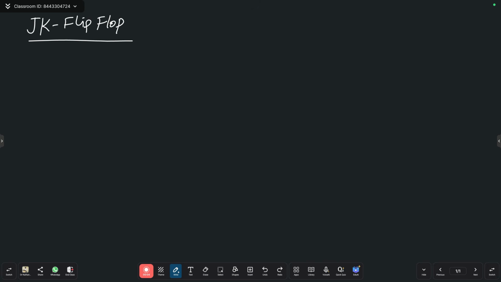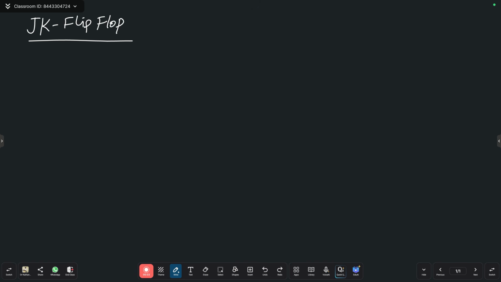JK flip-flop. Okay, we know already SR flip-flop. So to avoid that two-state problem, one is no change, another one is the indeterminate. We implemented the D flip-flop. Okay, happy. D flip-flop always provides whatever the input is, the same input is going to produce as the next state. You have that.